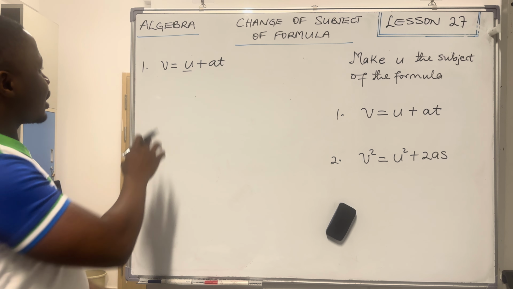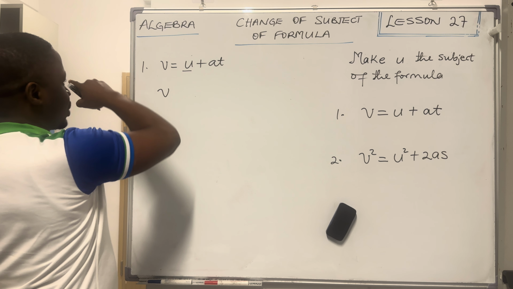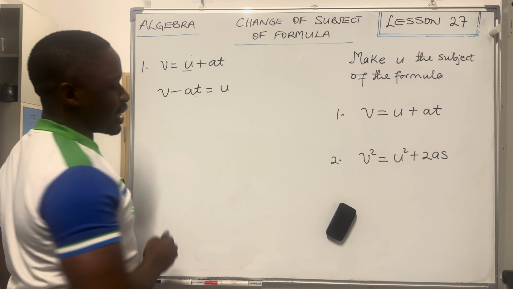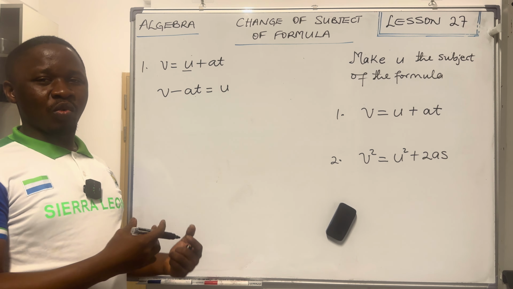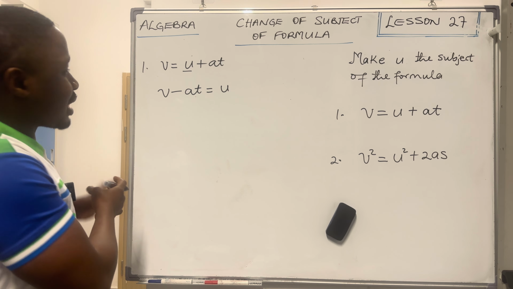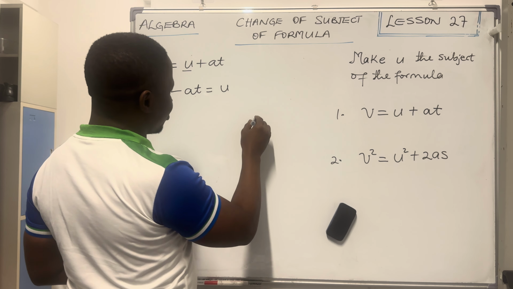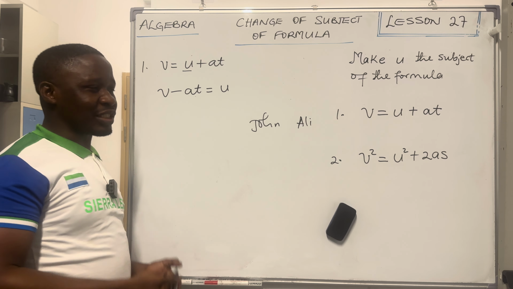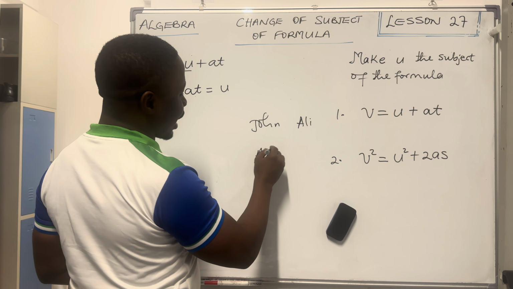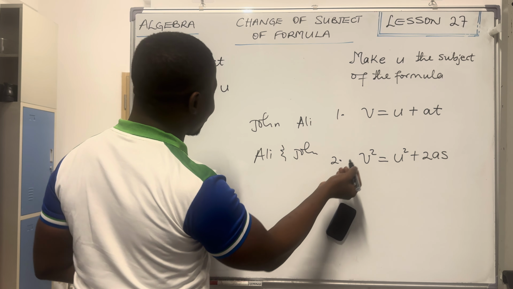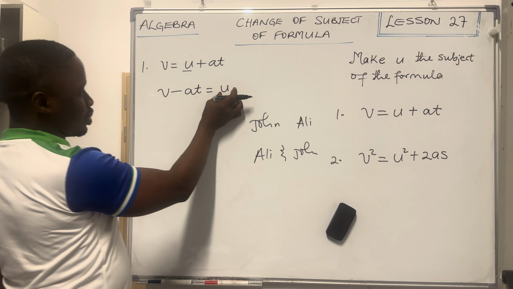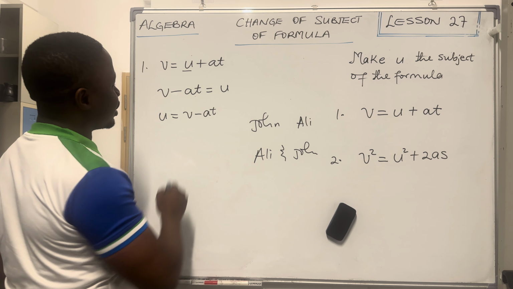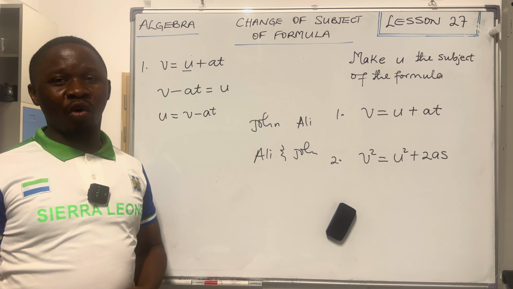It goes to the left. Here is V. This comes here, it becomes minus AT. So you can see U is now standing alone. But most often, we want the subject to be on the left-hand side. If you say John and Ali are the same, it is also correct to say Ali and John are the same. So this equal to U is the same as U equal to V minus AT. So U is now the subject of the new formula.